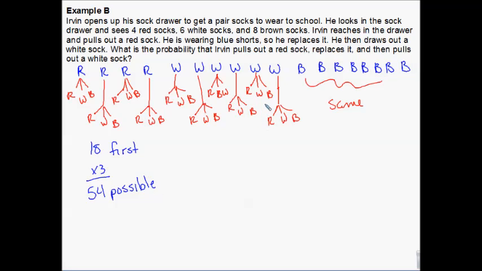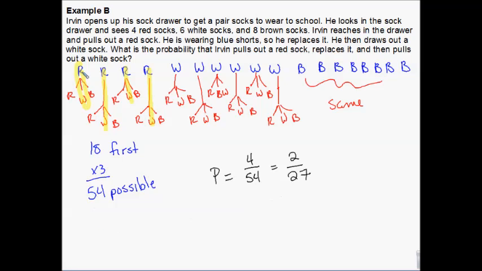Okay, and we want to know what is the probability he pulls out a red and then a white. Red then white, red then white, red then white, red then white. 4 times he can pull out a red and then a white. So our probability is 4 out of 54, which is 2 out of 27. So every 27 times he does this, twice, he'll pull out a red and then a white.